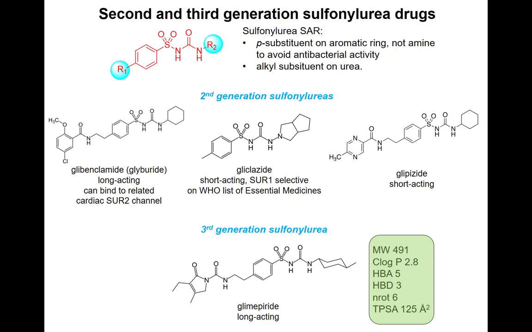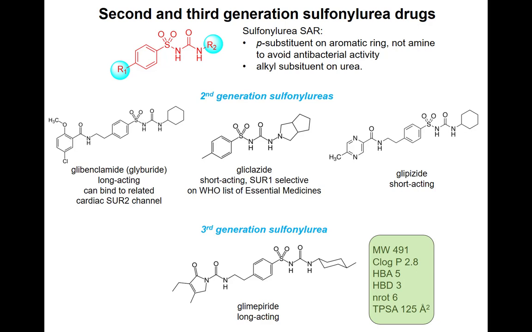And the ones that are approved are shown here. So here are some second generation sulfonylureas: glibenclamide, which also has the other name glyburide, glycoside, and glipizide. And they are slightly different in their pharmacokinetics.